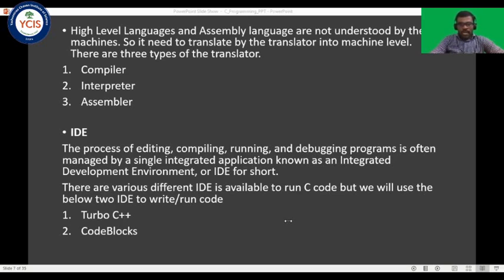Now suppose you have to write your first program, then we need an environment where we can write code, edit and compile it. These operations are managed by a single integrated application known as an integrated development environment. In short, we call it an IDE. There are many IDEs available for the C programming language, but we will see Turbo C++, which is mostly used, and another one is Code::Blocks, which looks simpler to me. In the next lecture, we will see how to install this IDE for a Windows system and write a first C program. Then you can choose any one IDE which looks simpler for you.